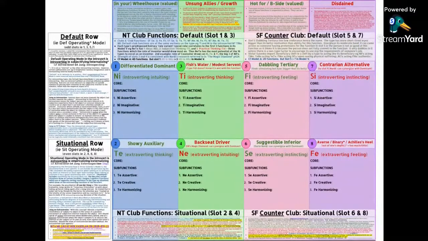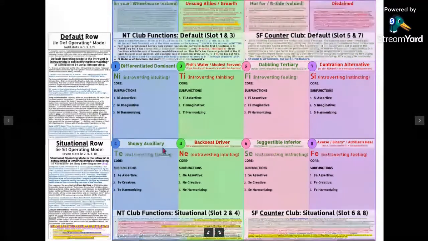Of the top four processes, the fourth highest scoring process was often, 33% of the time, same as the dominant, but in the opposite attitude. So that would be backseat driver. The other two-thirds of the time, the picture was rounded out. But we also saw here that sometimes that fourth highest scoring process could score third. So either way, for example, Ne in INTJ would be quite high and usually in the top four.